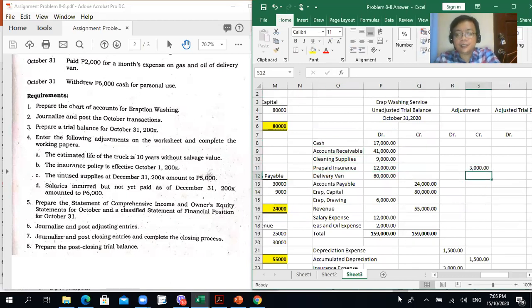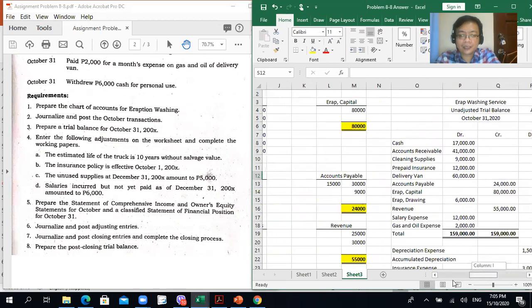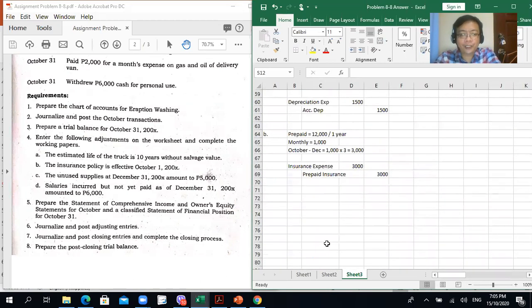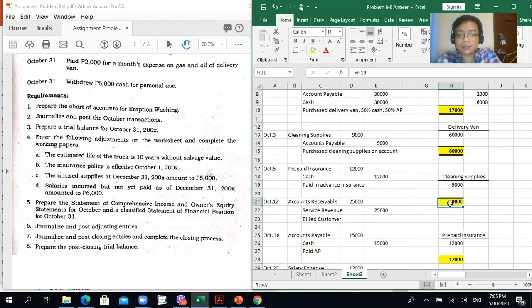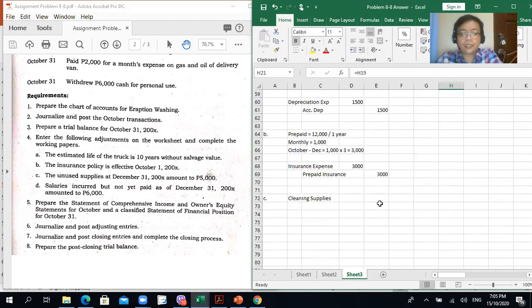All right. Sige, we need to hurry up because you still have class after, right? All right, letter C. Letter C is unused supplies. So you have cleaning supplies. All right. Cleaning supplies, how much is our balance? I think our balance is 9,000. Okay. So you have 9,000.